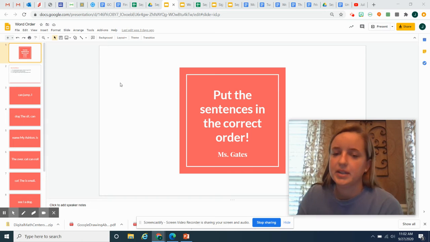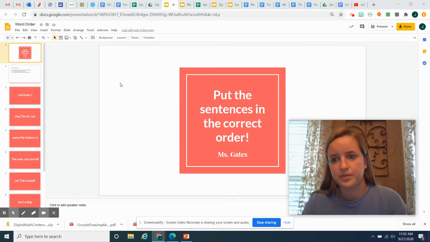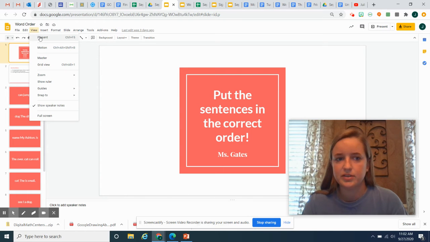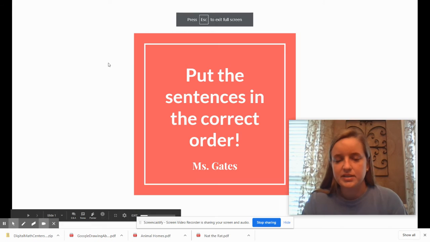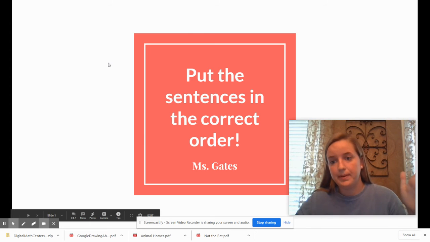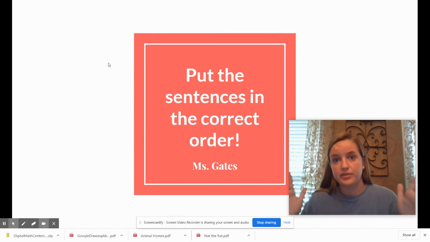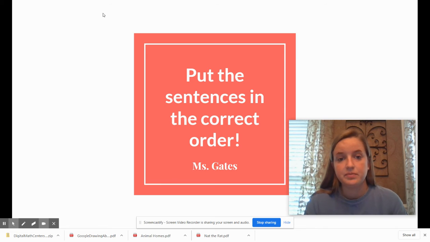Today we are talking about putting sentences in the correct order. I'm going to say that again, putting sentences in the correct order. So every sentence has to make sense. When we write it with our capital letter and put our punctuation mark, the words in the middle have to go in an order that makes sense. So you're going to do this on your own in just a minute, but before you do, I want to do a couple with you.